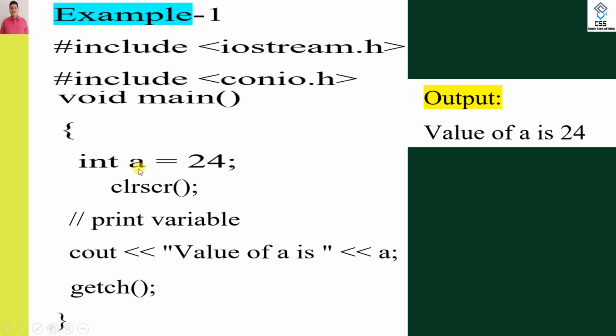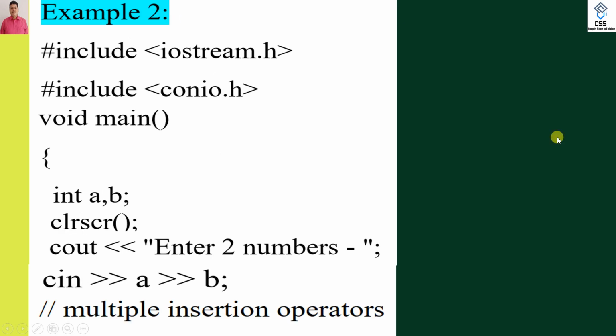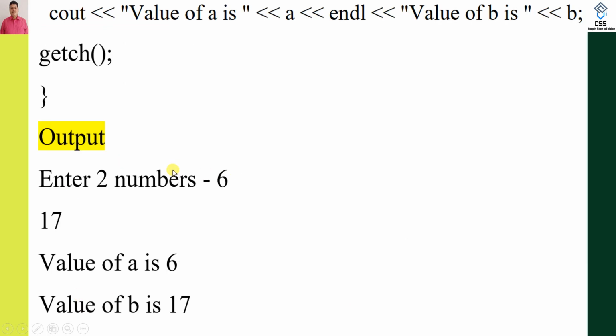An example is taken. Suppose we assign a value 24. If you want to display it with a message, for better understanding, the value message is given followed by the variable that is specified. A second example is taken. Suppose you want to enter two numbers a and b with the help of cin. If you want to display a and b, the message with value, means the value of a is the message and the value is displayed, 6. The value of b is the message, and the value is displayed as b.